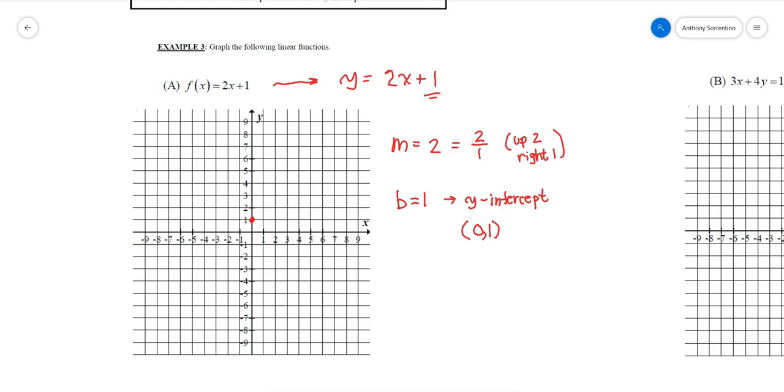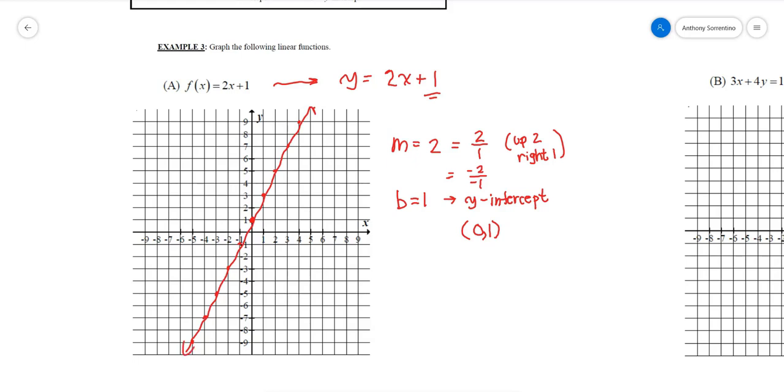So I could say, okay, well, if I go up 2, right 1, up 2, right 1, up 2, right 1, up 2, right 1. I could also realize that because of negatives, negative 2 over negative 1 is also equal to 2. And that would tell me to go down 2, left 1, down 2, left 1. Since I usually don't use a ruler for this, I like having all the points that I could possibly have, so I could just graph the line like so.